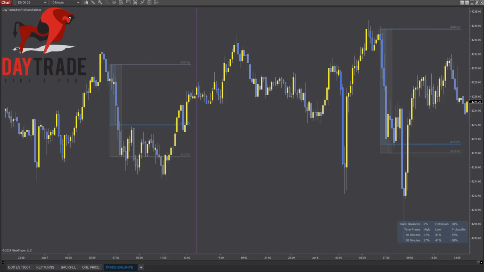So also we have one price. We're going to go through and I'm going to talk about all these, but I just kind of want to give you an idea. So we have trade balance, we have one price, we have backfill, we have key turns, and we have the box.